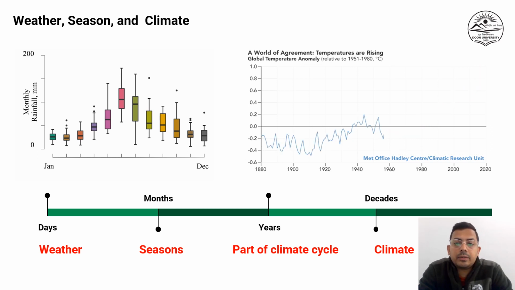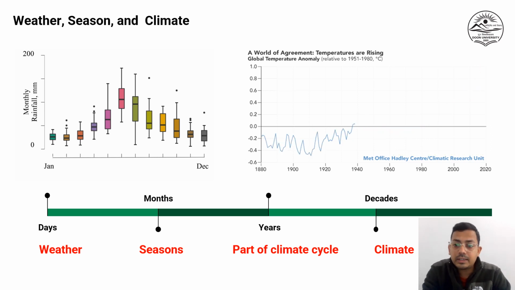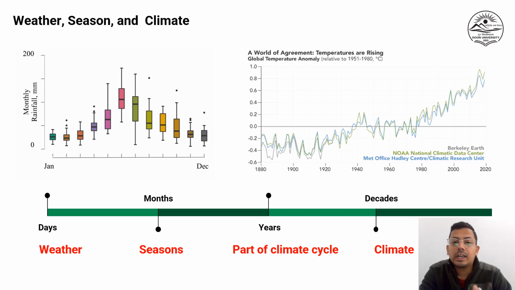Then on the right side, we have the variation of temperature from 1880 until 2020. I have given the references here on the right side. You see, post 1980, the temperature is increasing, and during 1980 until 2020, it has increased 1 degree. So now we will use the word climate: in the last 4 decades, the temperature has increased 1 degree. So it's a climatic variation. It's not weather or season, it's climate.